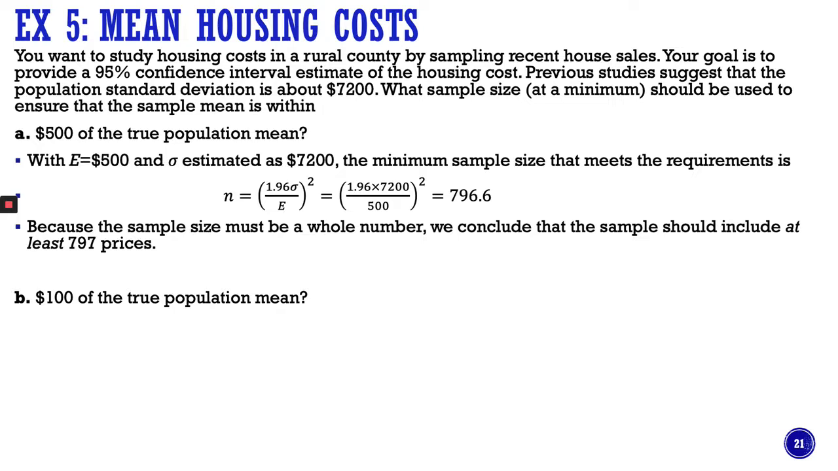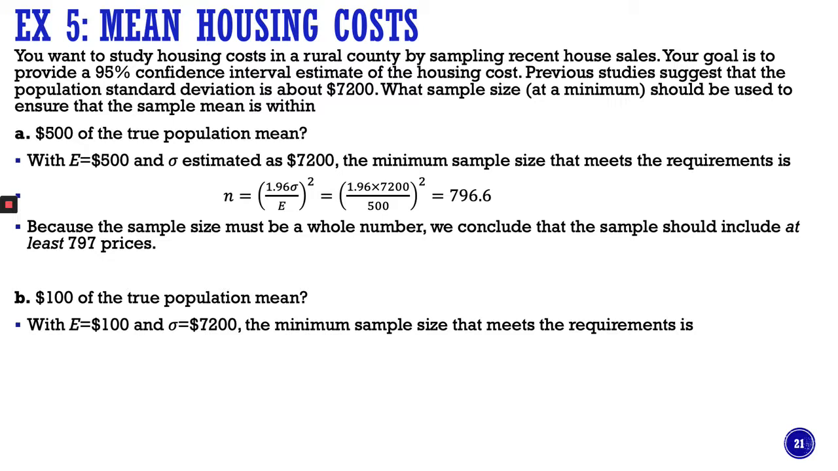So for $100 of the true population mean, our E is equal to 100. Sigma is still the same at 7,200. So our minimum sample size that meets the requirements, plugging those two values into our formula again, we end up with 19,195.